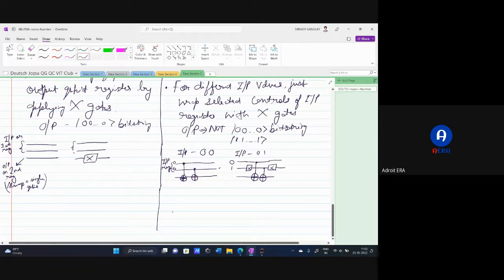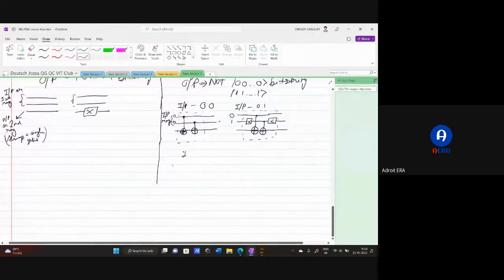And this is the oracle here. Are you getting the point? Wrap the C naught selected controls, selected controls of input register with X gates. Selected controls means wherever the control has a 1, in 0 1 the second qubit is in 1. So you take that selected control and wrap it with the X gate. And similarly you can also do it for input 1 1. Again, this is the input or first register.